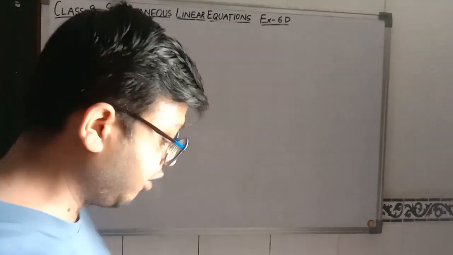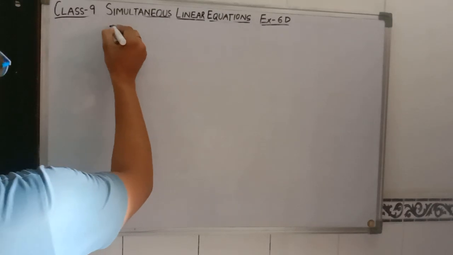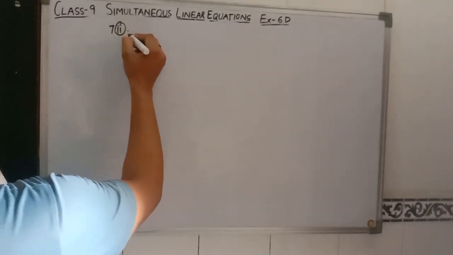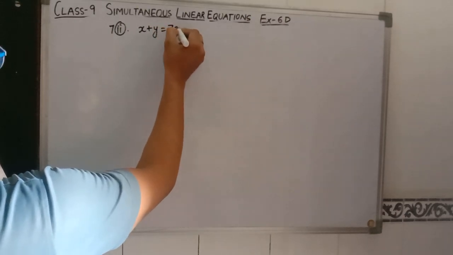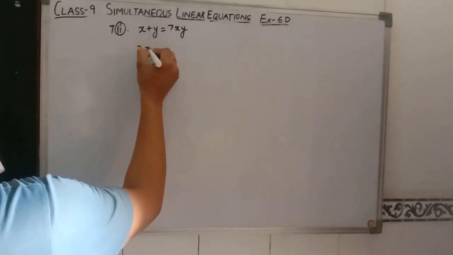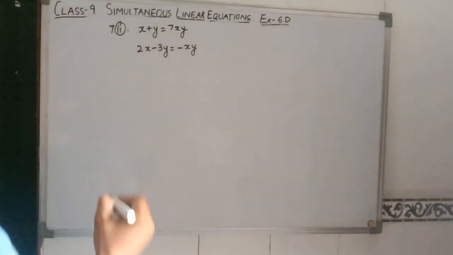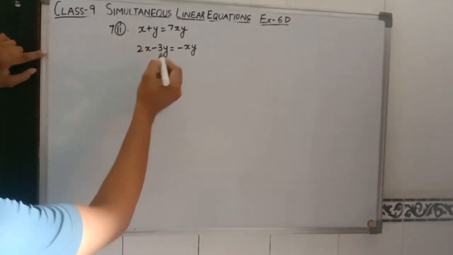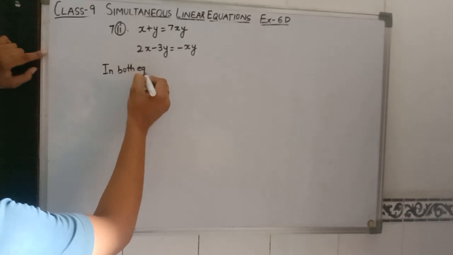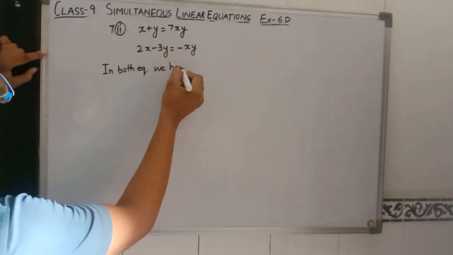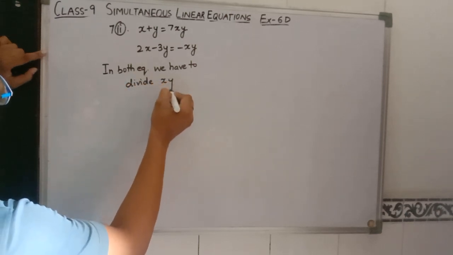So now I am coming to the next question, question number 7, second part. See, because 6th first part is similar, 7th second part is a little different. x plus y is equal to 7xy. The second is 2x minus 3y is equal to minus xy. Now observe these questions. How can we solve such questions? For these questions, in both equations, we have to divide by xy. In both the terms, we have to divide by xy.